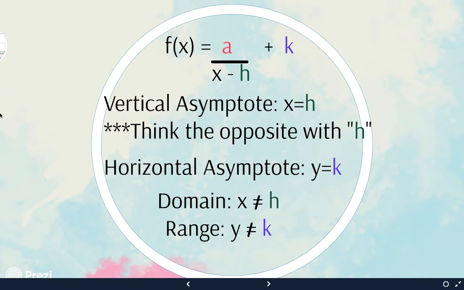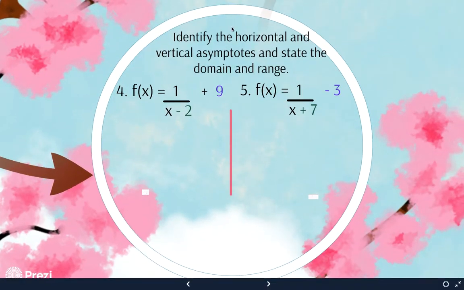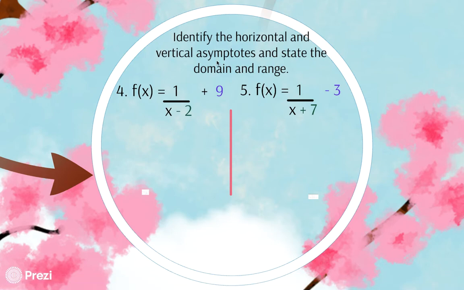Who's ready for our next example problems? It's going to be exciting. Make sure you copy down examples 4 and 5. We will be identifying the horizontal and vertical asymptotes and then stating the domain and range.